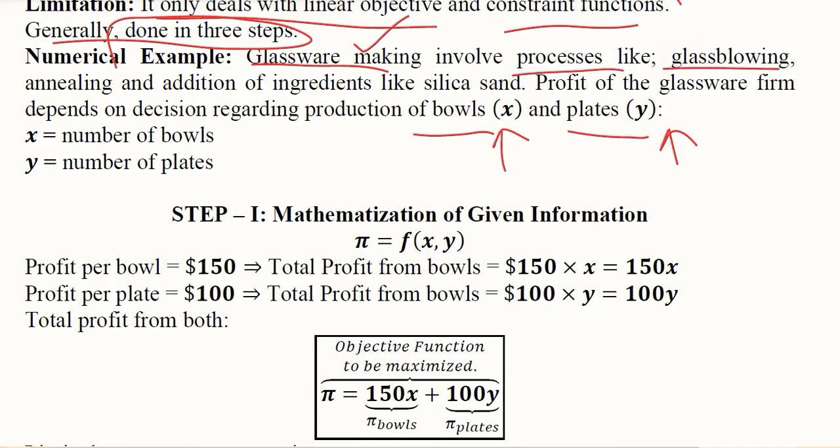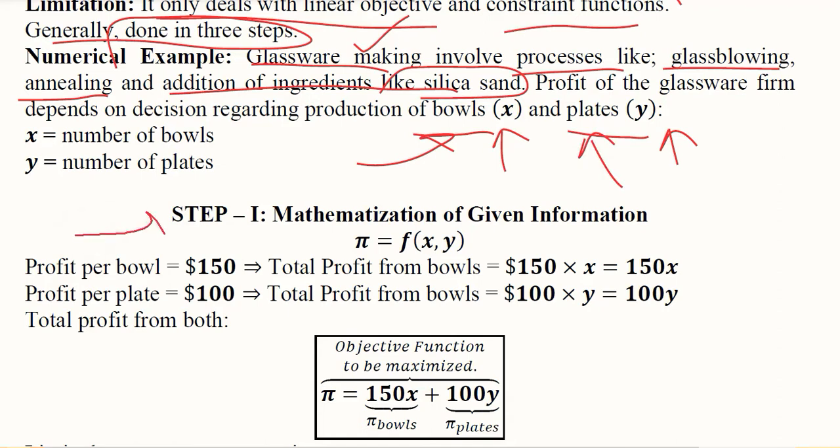That is, the first process is glass blowing, the second process is annealing, and the third process is the inclusion of silica sand in the chemical process of making the glassware. So they have to decide how much of the bowls and how much of the plates should be produced in order to maximize the profit.